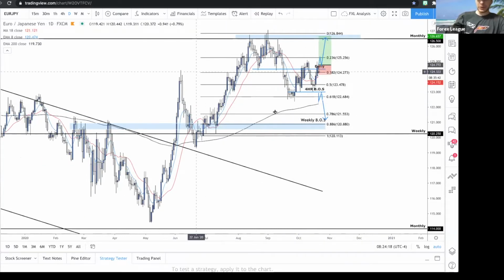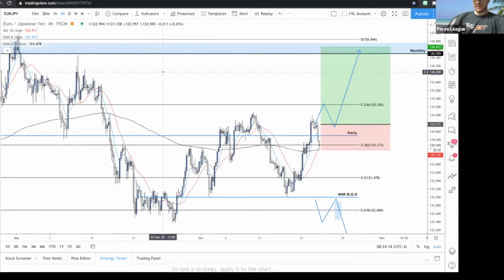So at this point, we can drop down time frames, get a closer look at what's going on the 4-hour. But before we do that, we are bullish on the weekly, bearish on the daily, bullish on the 4-hour. This is a little bit of indecision. Not quite sure where we're going yet, but we're going to drop down and get a nice look.